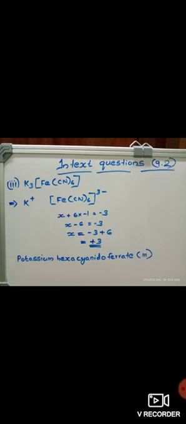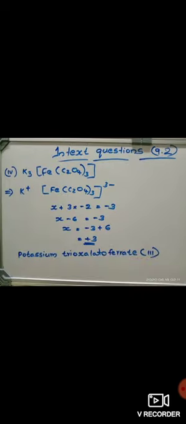Third one, K3[Fe(CN)6]. By splitting, K plus and [Fe(CN)6]3−. The oxidation state of iron is +3. So the name is potassium. Potassium is in the beginning part, the positive part. Then hexacyanidoferrate(III): it is a negative complex, so we end with ferrate, ate. So, hexacyanidoferrate(III).